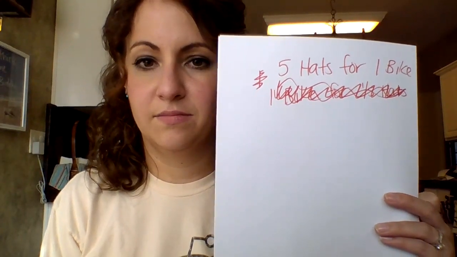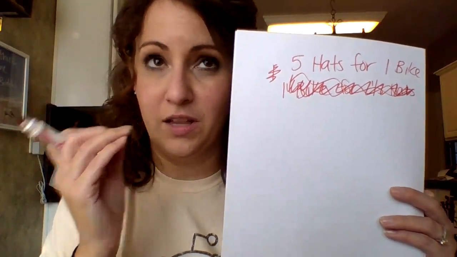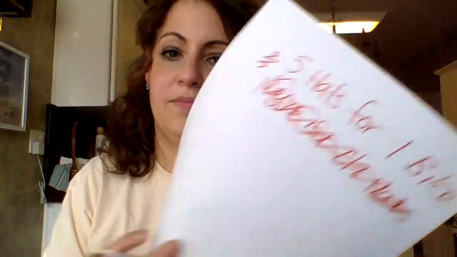5 hats, one bike. Those are the same. That makes sense. 5 hats, you need lots of hats because they're small for one bike. Which means if you only have one hat, it's going to be a fifth of a bike. That makes sense because it takes 5 to get one. So if you only have one hat, you're only going to get a fifth.